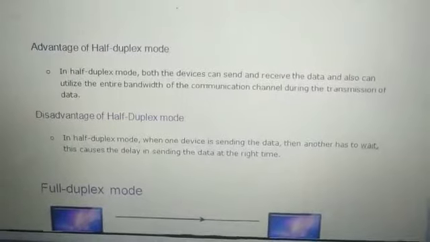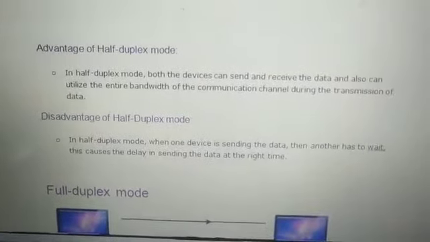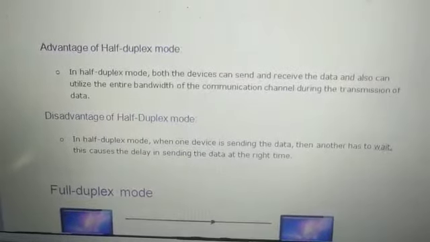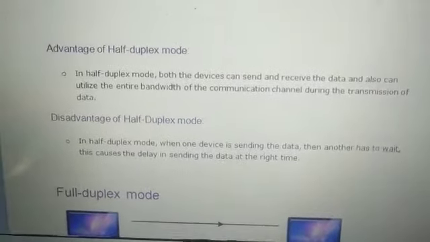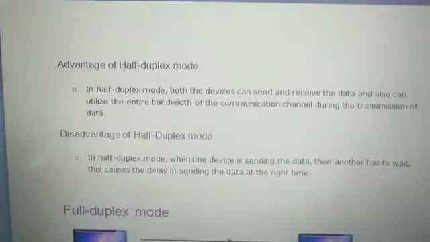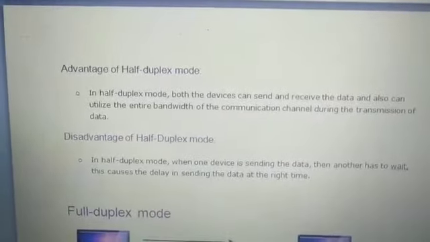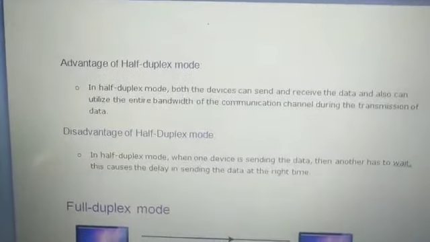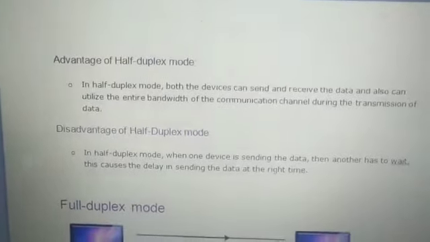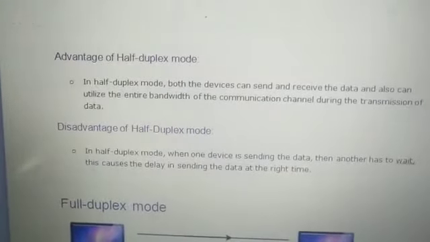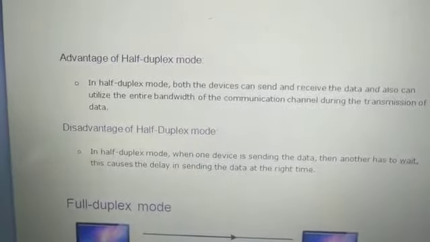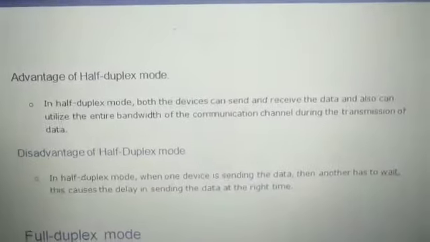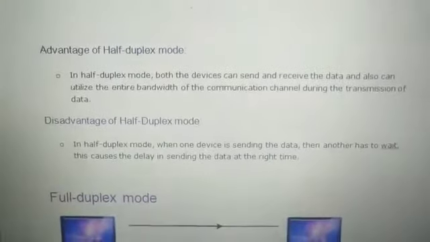What is the disadvantage here? In half duplex mode, when one device is sending data, the other has to wait, causing a delay in sending data right at that time. As I am saying, if two systems want to send data at the same time, first they have to sense whether the channel communication bandwidth is free or not. If it is not free, then they have to wait for a while and sense again whether the channel is busy. If it is not busy, only then can this particular terminal send the information. There is a delay in communication in case of half duplex mode.